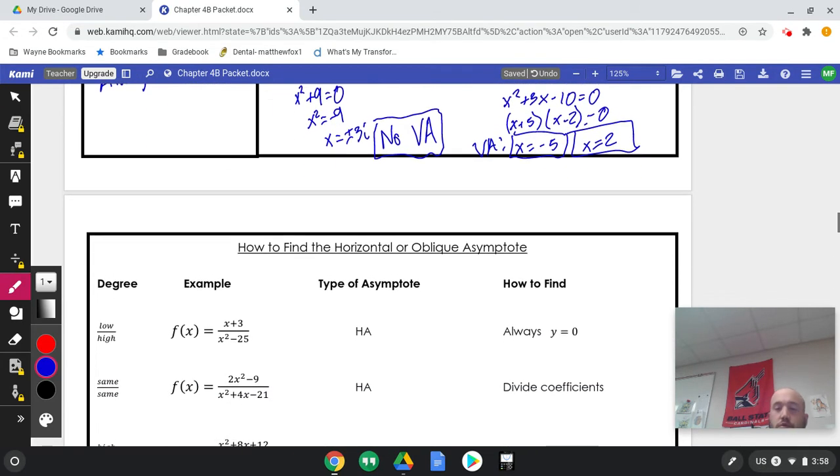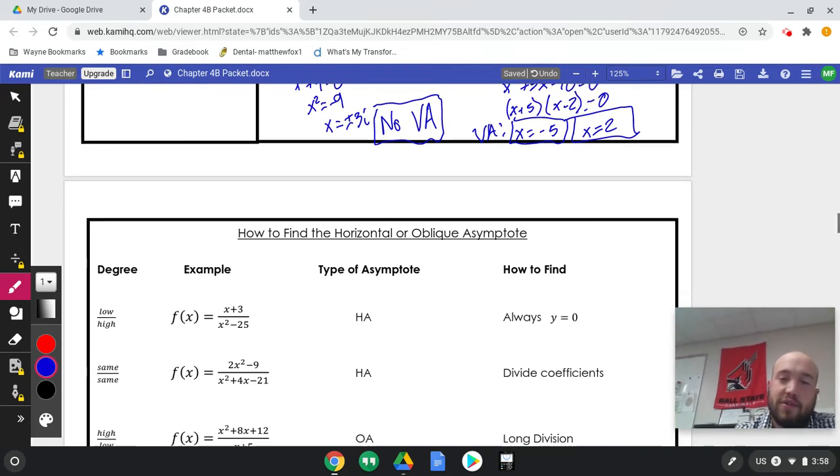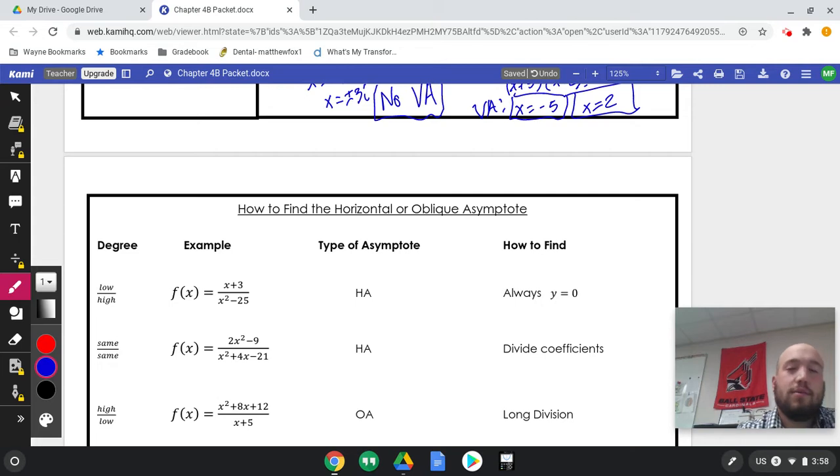However, horizontal or oblique asymptotes are a little bit more challenging to find. In order to do that, the first thing we can establish is that while a vertical asymptote is always x equals, horizontal or oblique asymptotes are always going to be y equals.